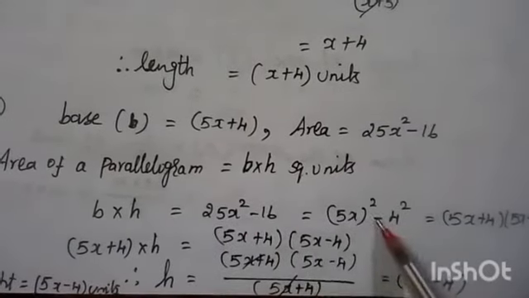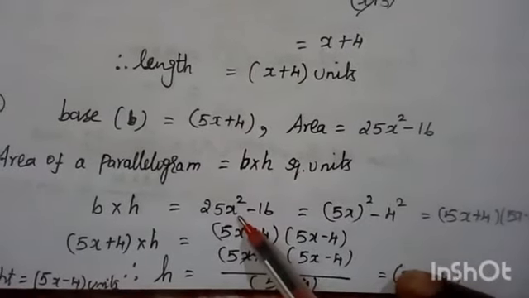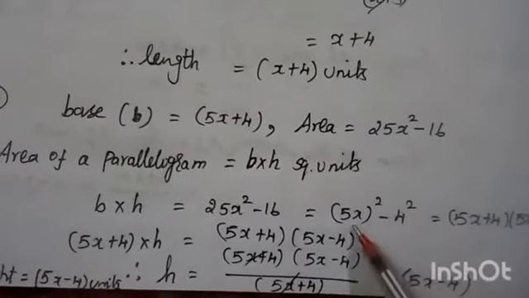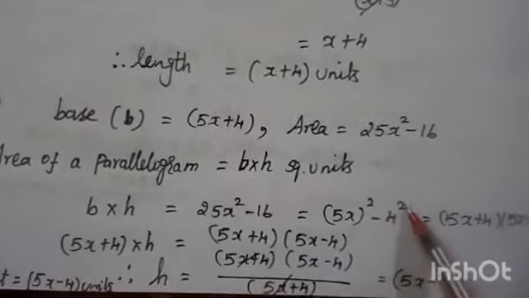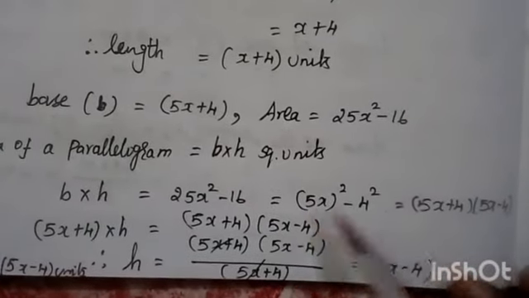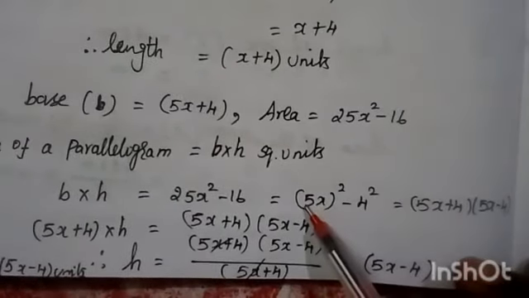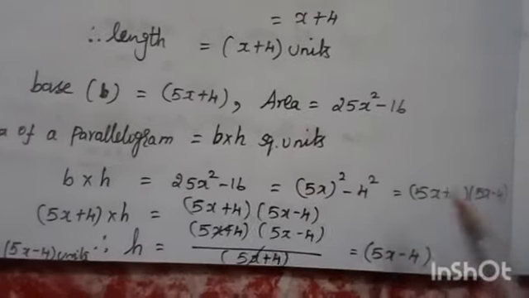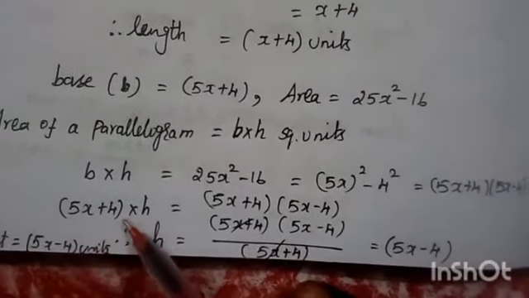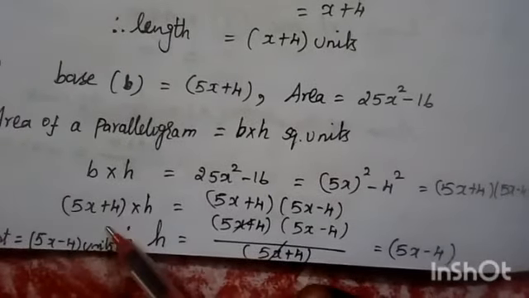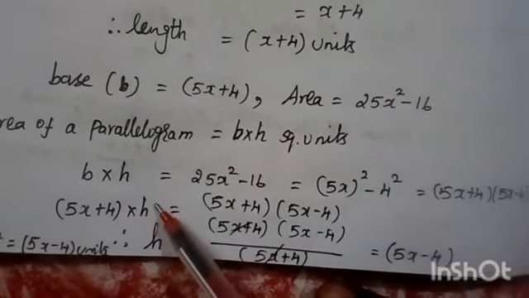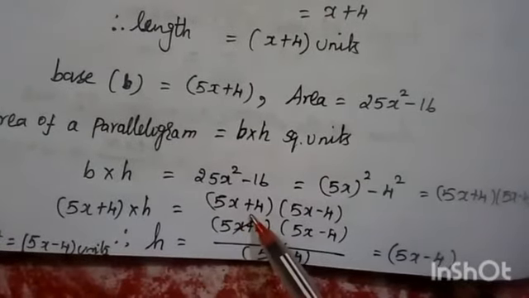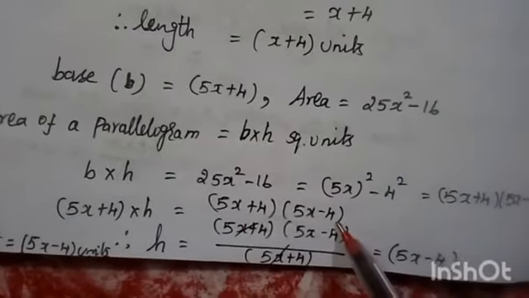This is rewritten as 25x square is 5x whole square, and 16 is written as 4 square. So 5x whole square minus 4 square. It is in the form a square minus b square, where this is a and this is b. So it is 5x plus 4 into 5x minus 4. So now base is given, 5x plus 4, into height is equal to area, that is 5x plus 4 into 5x minus 4.